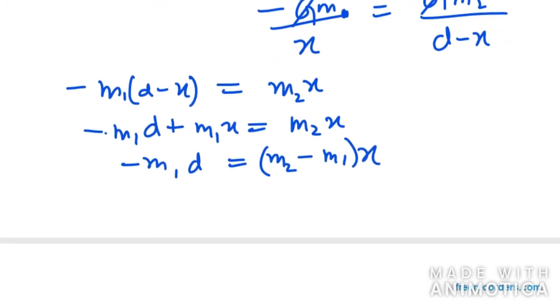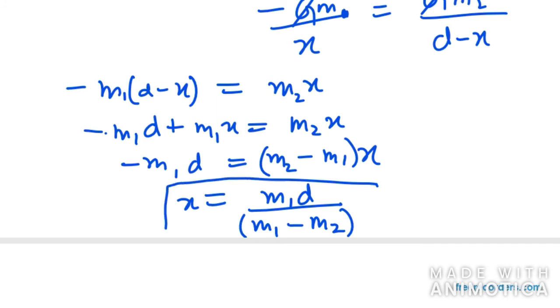So my x would be M1 d over M1 plus M2. This is the x value when the potential should be 0 at any given instant, or you can say in this case it will be at point P.